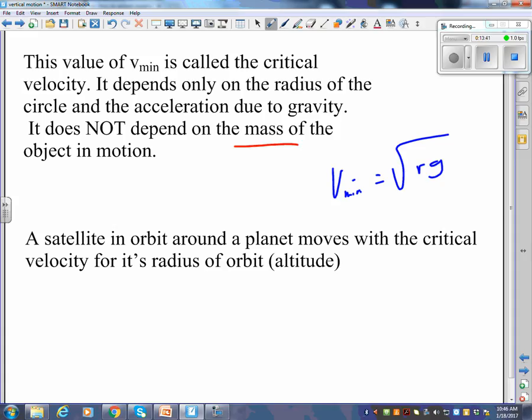No? Oh, maybe not yet. Okay. What happens if it's not going fast enough? It crashes to the Earth, just like the first space station, Mir, landed in the Australian outback.